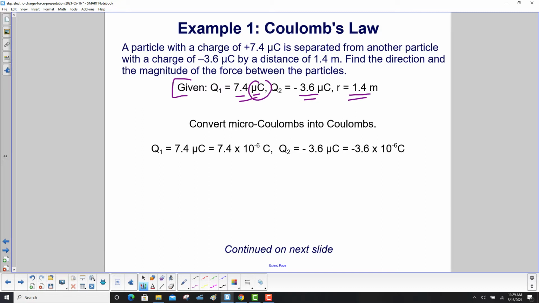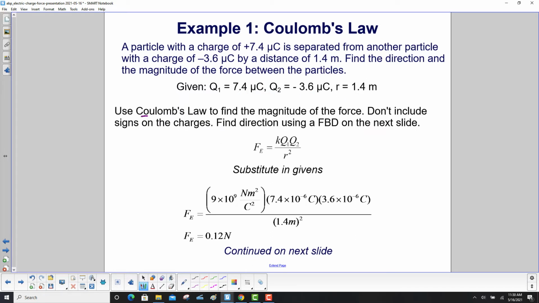First, let's convert microcoulombs into coulombs. 7.4 microcoulombs is 7.4 times 10 to the minus 6 coulombs. Minus 3.6 microcoulombs is minus 3.6 times 10 to the minus 6 coulombs. Use Coulomb's law to find the magnitude of the force. Don't include signs on the charges. We'll find the direction using a free body diagram on the next slide.